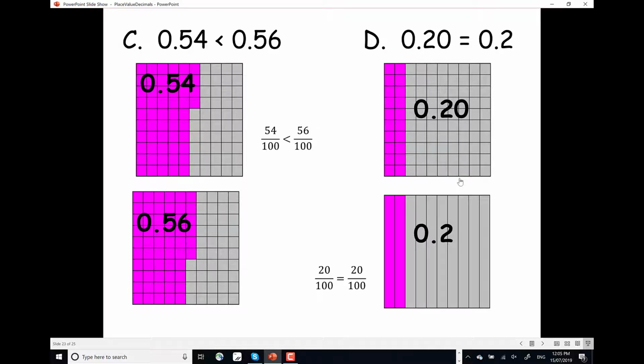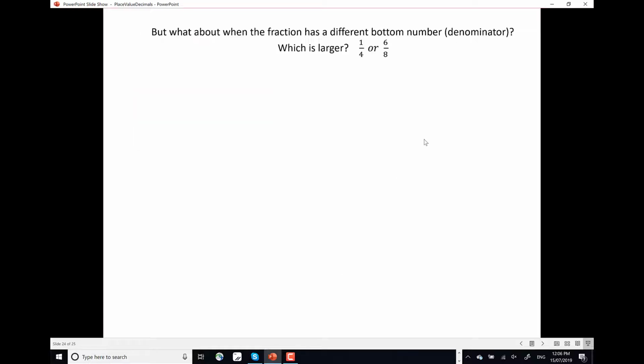Okay, you will see that 0.54 is less than 0.56. That is 54 over 100 is smaller than or less than 56 over 100. Simply put, once they're over the same denominator or the bottom number, you can see that 54 is less than 56. In this case, we've got 20 over 100 and 20 over 100, and they are equal. Hopefully you've got all these correct. You may need to do some further revision on them.